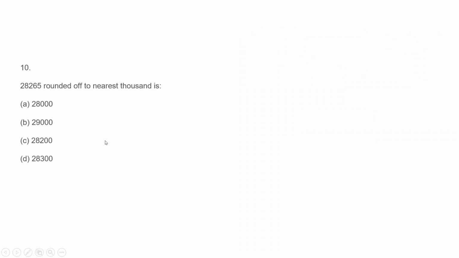The question is, we have been given a value 28,265, rounded off to the nearest thousand is. Actually in measurements, rounding off and how many significant digits there are, these things are of importance depending on the situation, how precisely we want to show our measured value. So rounding off is also an important aspect we should be aware of. I think we already know the rules of rounding off.